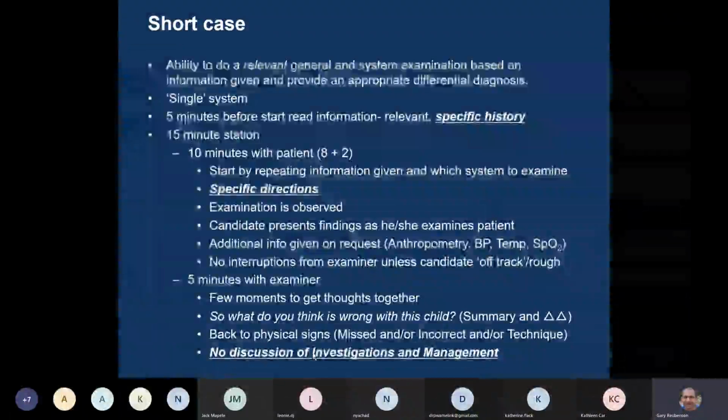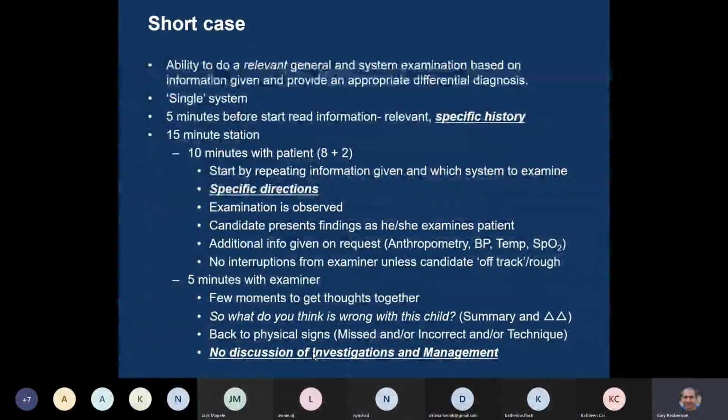The short cases, and this is one that's changed potentially quite a lot with COVID.